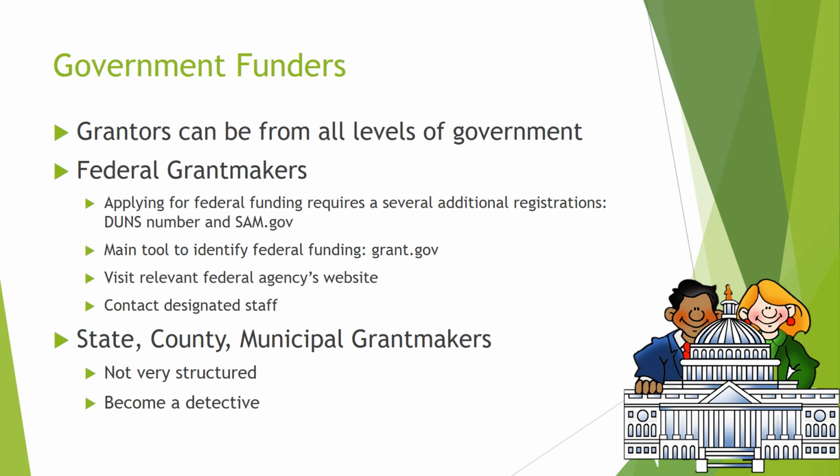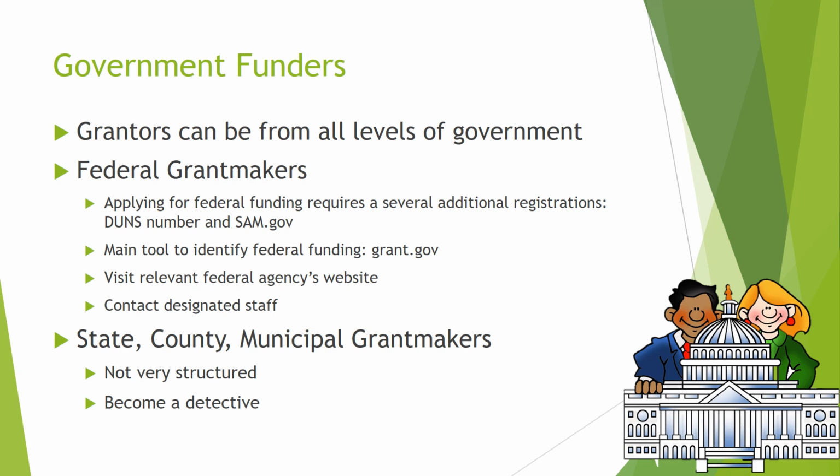Okay, so for grant funders, you can have funders from all levels of government, including local, state, and federal levels. For the federal grant makers, there are several steps that are required before you even start writing your grant. So several registrations and processes that you must go through first in order to even be eligible. So that includes registering and having a DUNS number and registering your organization at sam.gov. This just makes sure that you can do business with the federal government and you have the tools to be successful to do that. The main tool to identify federal funding agencies is grants.gov.